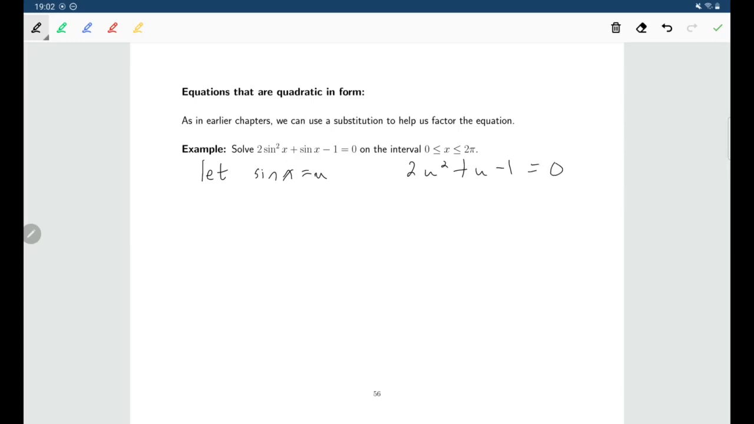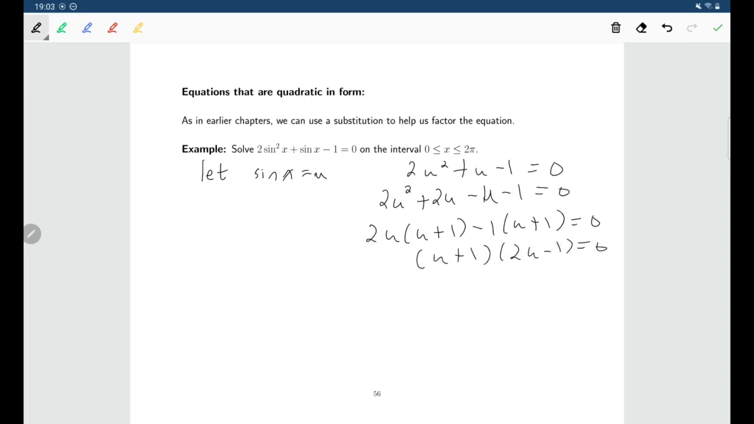And that's something that I could factor if I really wanted to. That's an easy enough one for me to factor, so again, not too hard for me to do here. I'm going to factor looking for numbers that multiply to negative 2 and add up to positive 1, and that is plus 2 and minus 1. So factoring away, I find that this factors to give me u plus 1 times 2u minus 1 equals 0.